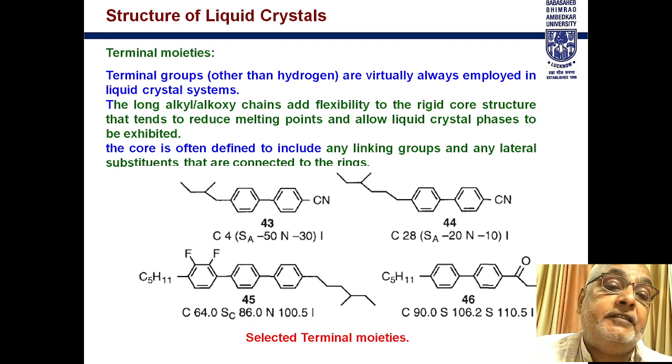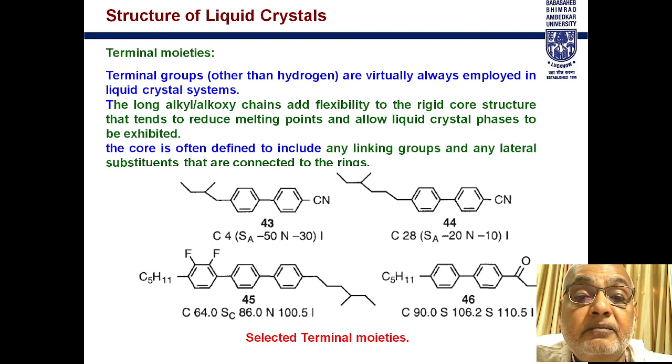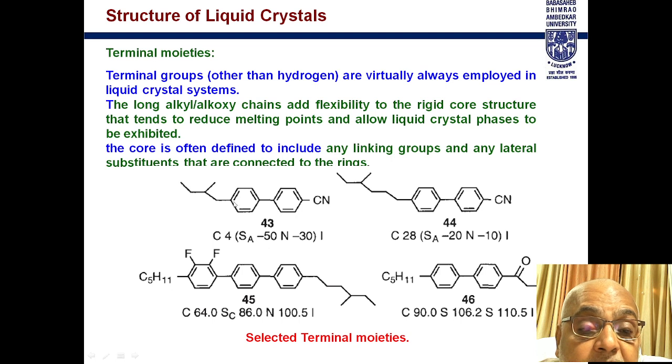Then the terminal moiety. Terminal groups other than hydrogen are virtually always implied in a liquid crystalline system. The long alkyl or alkoxy chain adds flexibility to the rigid core structure. They tend to reduce the melting point and allow the liquid crystal phase to be exhibited. The core is often defined to include any linkage group. These are a few examples of terminal moiety like this. One can see the long alkyl chain, some other alkyl chain.